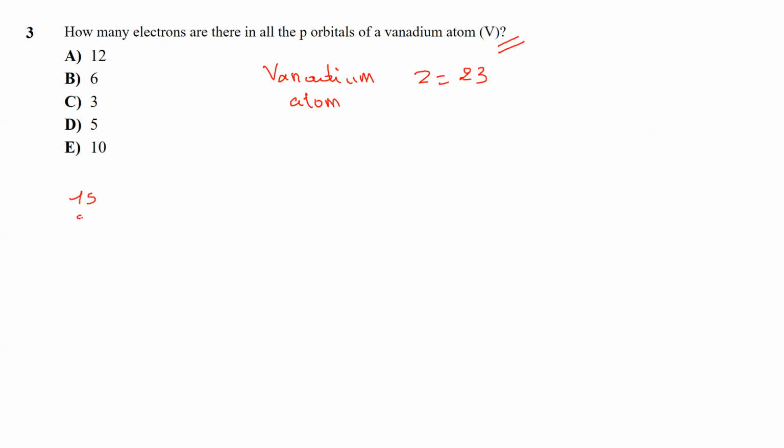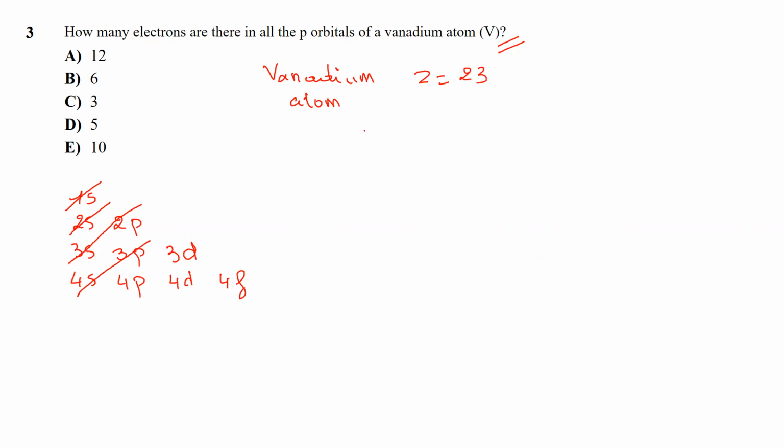You know, it's 1s, 2s, 2p, 3s, 3p, 3d, 4s, 4p, 4d, 4f. And we fill them like this: 1s first, then 2s, then 2p, 3s, then 3p, 4s. Here we have Z equals 23.